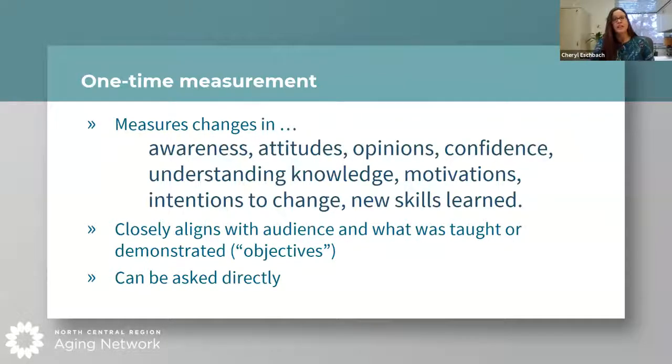A nice balance of, if you do an hour of education, you might only have 1 to 3 things that you ask them about, right? That balance.